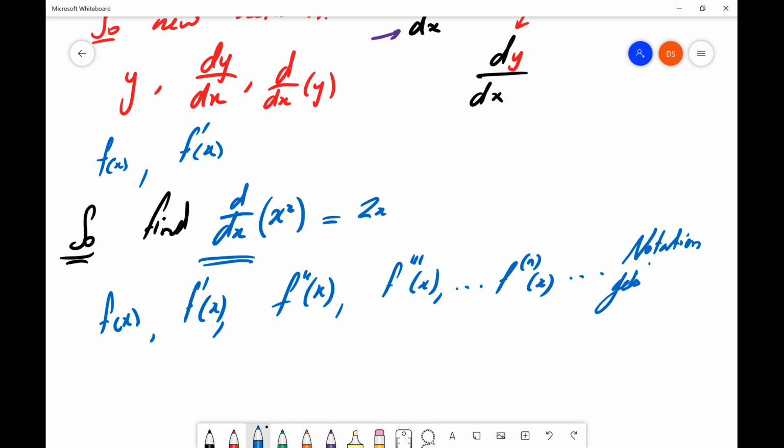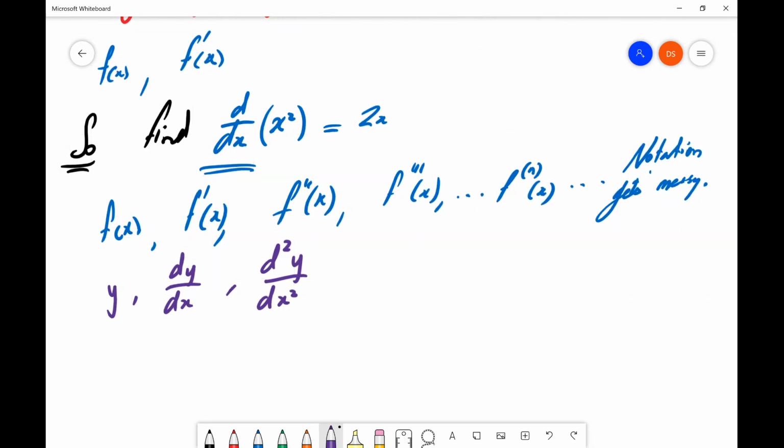And so the notation gets messy. Okay, so that notation is good, but it gets messy. Let's try what this notation is. So if y, the derivative is dy by dx, the derivative is d squared y over dx squared. And I'm going to try and explain that soon to you. And then the third derivative is d cubed y over dx cubed, and so on until you get d^n y over dx^n.